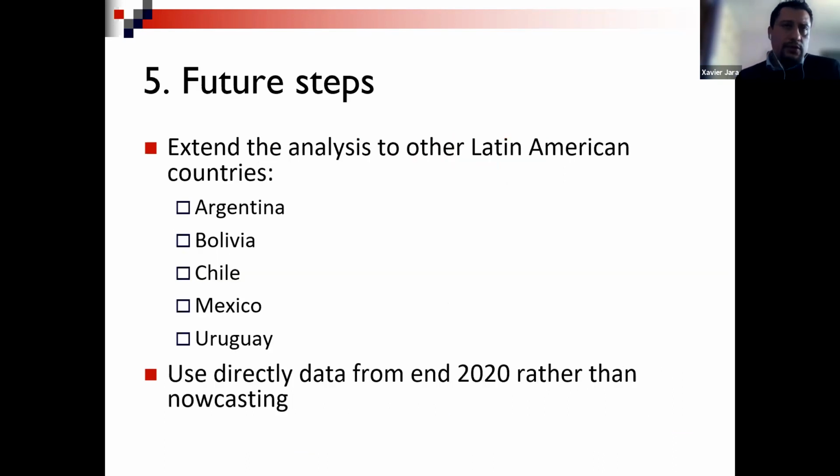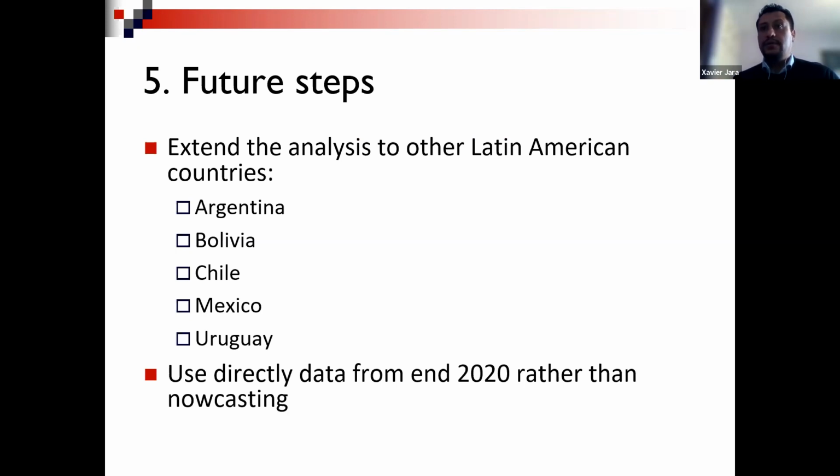Finally, just to give you an idea of our future research, we have been working with a number of countries, including the team of CHILMOD, to extend this analysis to cover a wider geographical coverage from Latin America. We want to extend the analysis to Argentina, Bolivia, Chile, Mexico, and Uruguay. And this is interesting because, as we saw already in these three countries, the policies that were implemented during the pandemic were very different in design.